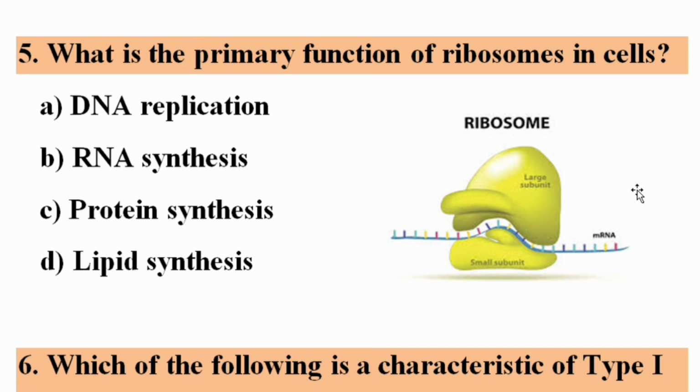What is the primary function of ribosomes in cells? The primary function of ribosomes in cells is protein synthesis. Ribosomes contain two subunits, the larger subunit and the smaller subunit.